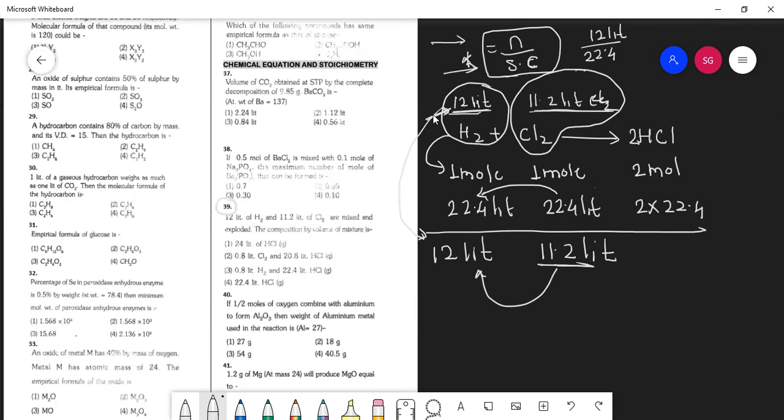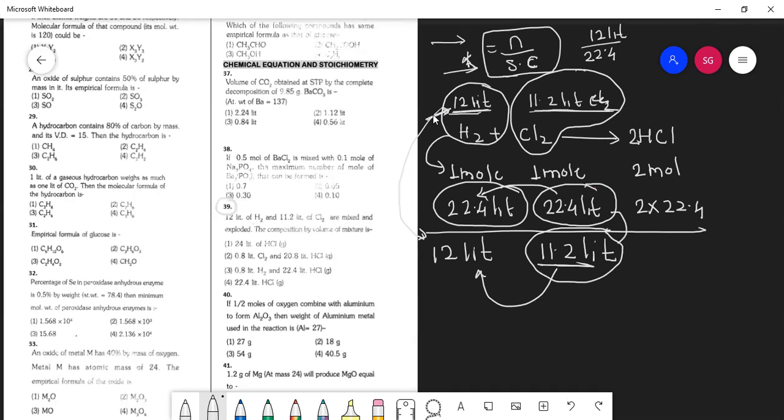12 liter. No, you did not understand. Okay, 11.2. Now listen. 22.4 means 1 mole. So this also is how much moles? 22.4 means 1 mole, correct? Yes, sir. Now this is half of that.